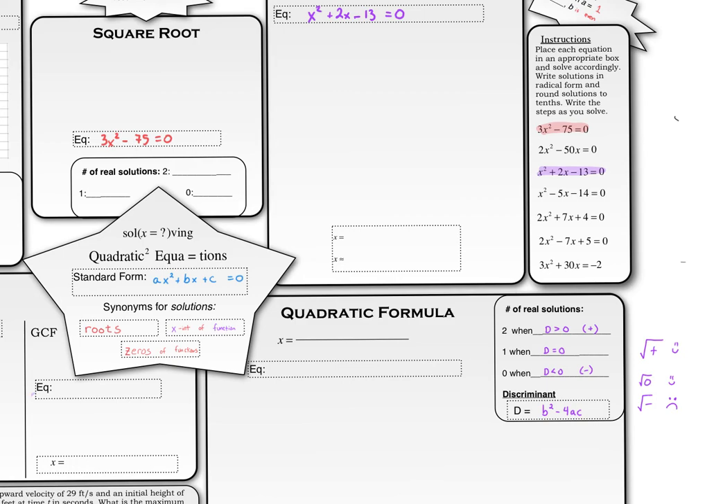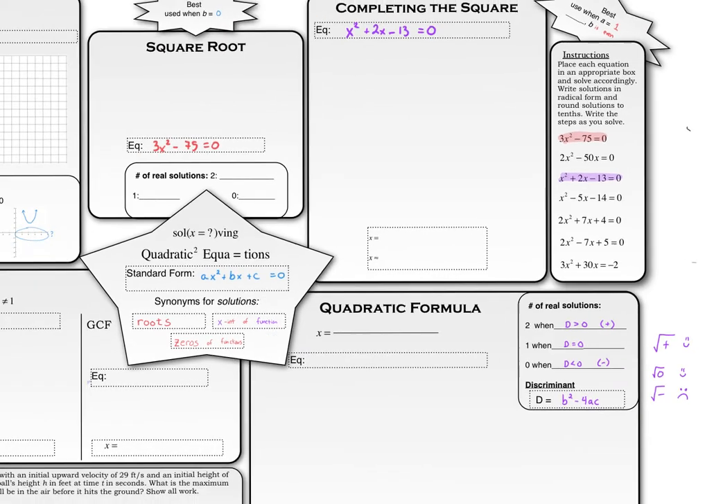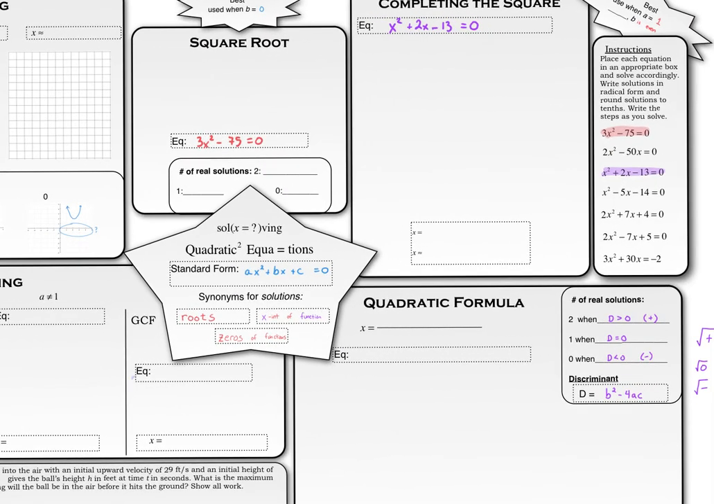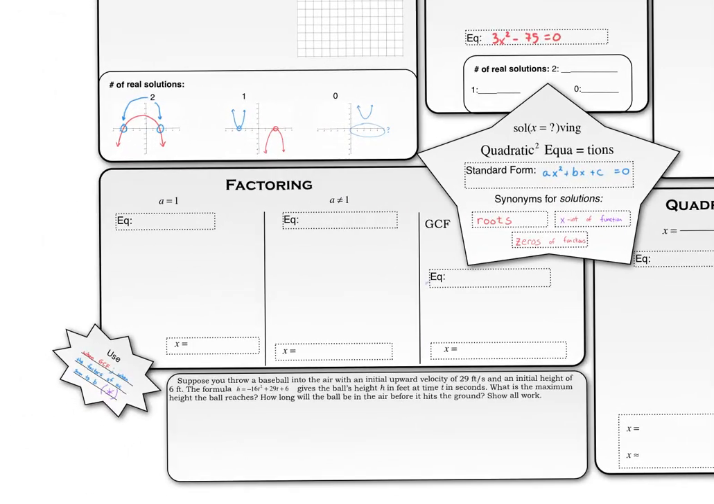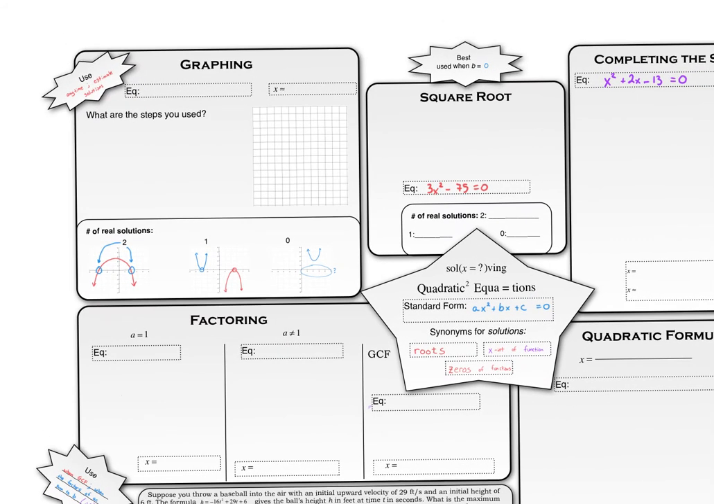Now, let me give you a hint first. Don't just throw anything anywhere. I suggest figuring out which ones can be factored, which one has a GCF, which one can be snowflaked, snowflaked when A is 1 and when A is not 1. And then the remaining 2 you can put up in the graphing and the quadratic. So get these 3 figured out first, and then we can place the other 2 right there.